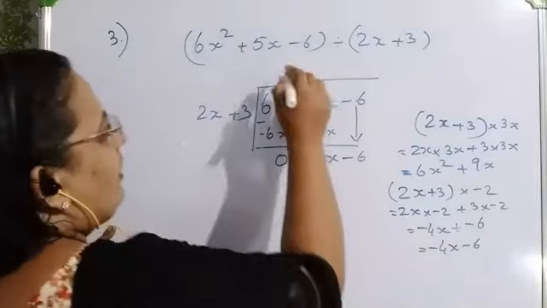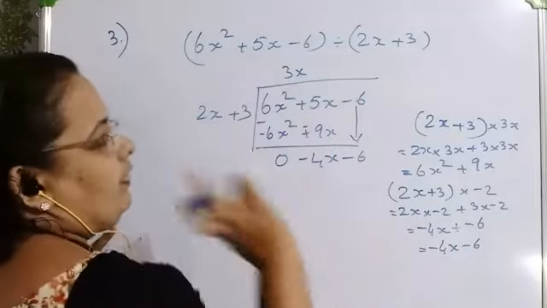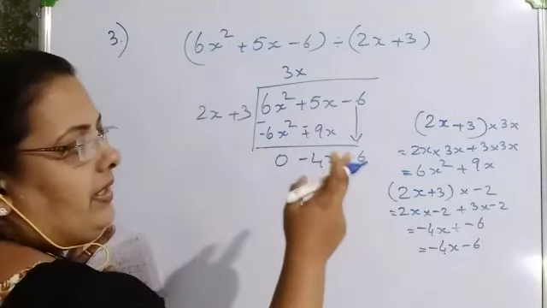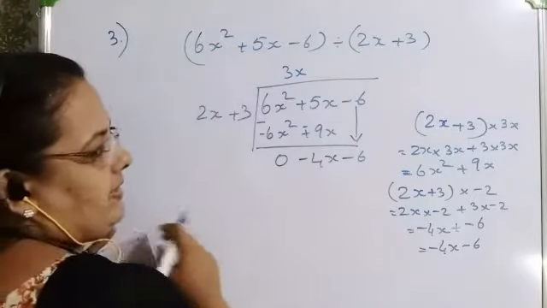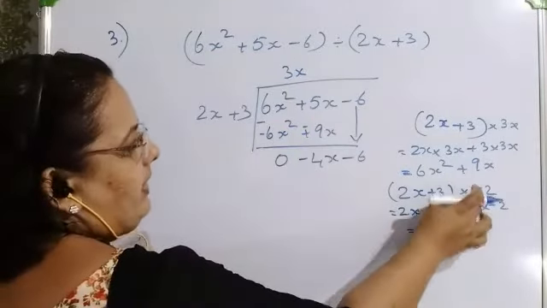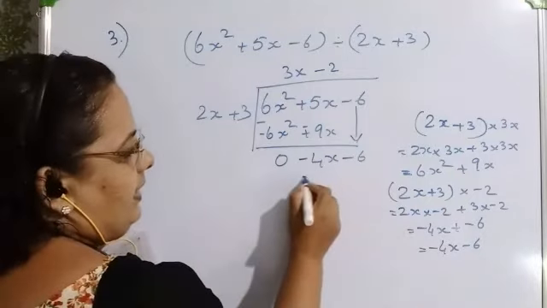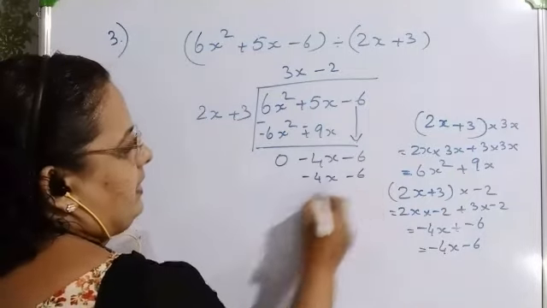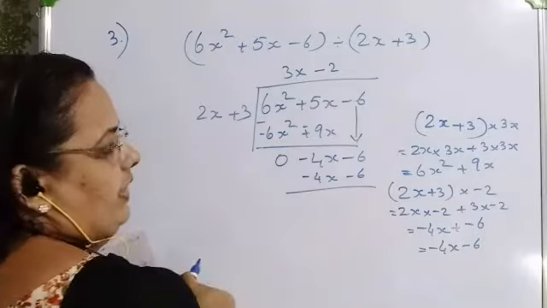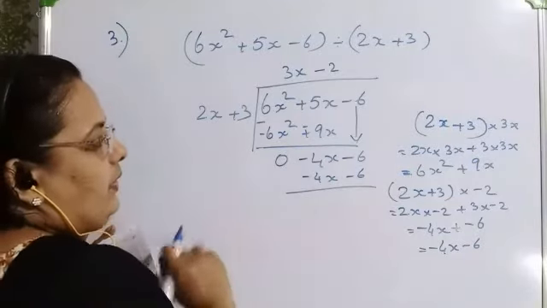So here I forgot to write 3x. You have to write 3x. Okay, don't forget it like I did. Write 3x there. Now here what we have multiplied is minus 2. So that minus 2 also you have to write here. And then here you have to write minus 4x minus 6.